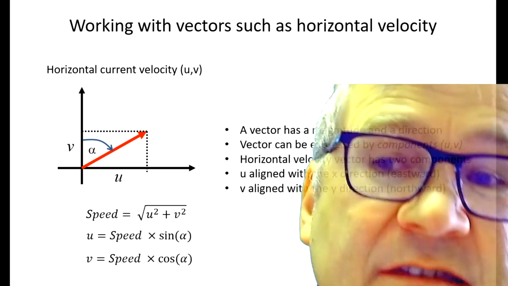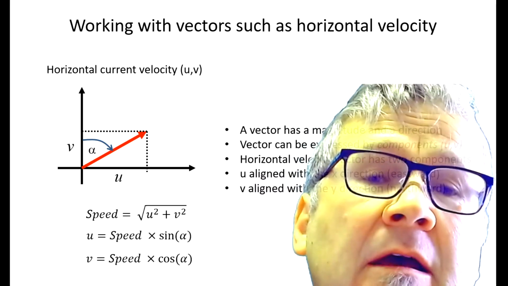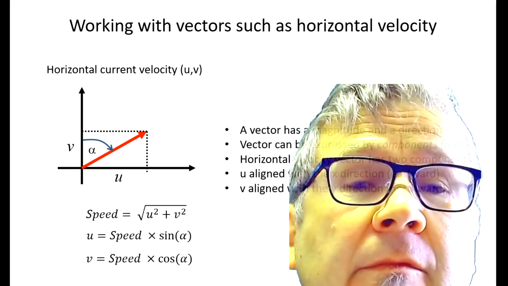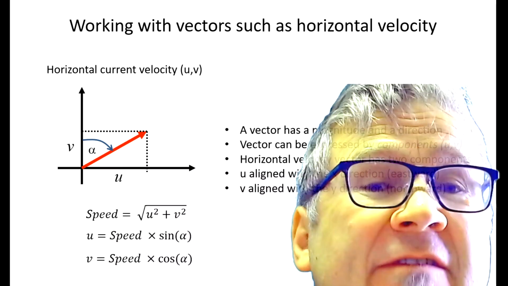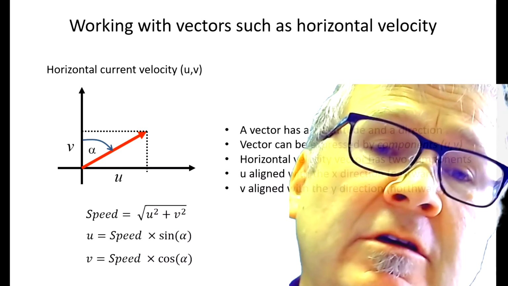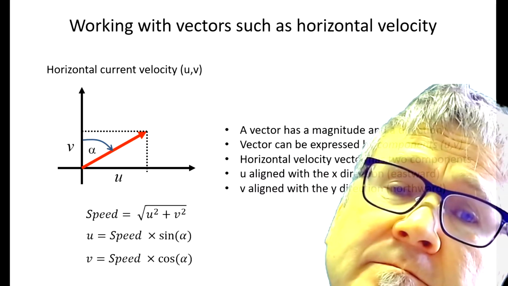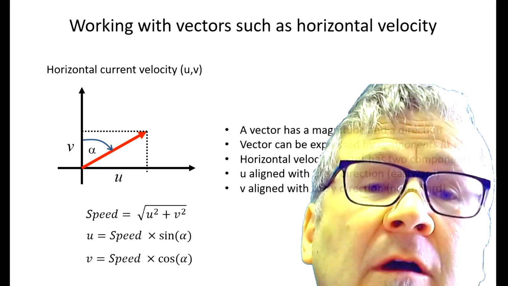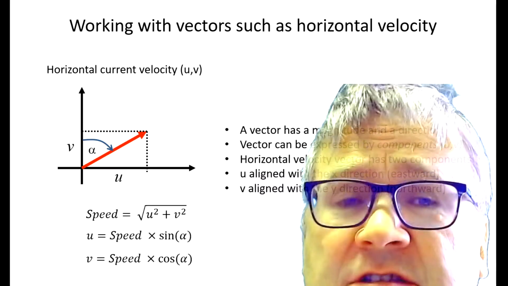So here we go. What is a vector? Okay, a vector is something that has a magnitude and a direction. I'll give you some examples of what is not a vector. Temperature is not a vector, or salinity. So any concentration is not a vector.